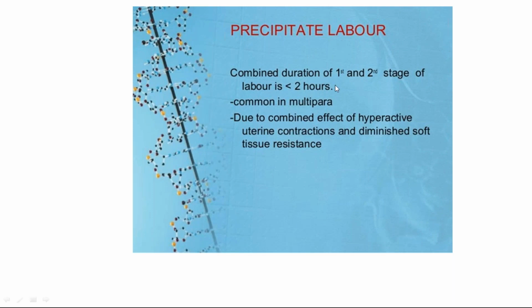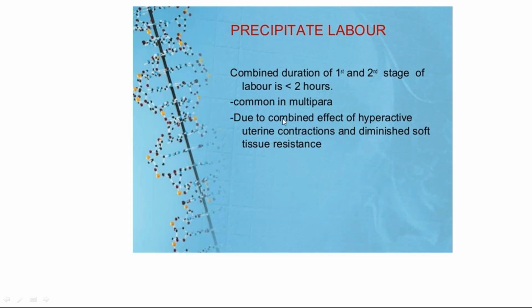Then precipitate labor is exactly the opposite of inertia, where you find that the combined duration of the first and second stages of labor is less than 2 hours. So in 2 hours, the mother expels the baby, which is mostly seen in grand multipara. Grand multipara is the one who has delivered more than 5 viable fetuses before. She's called a grand multipara.